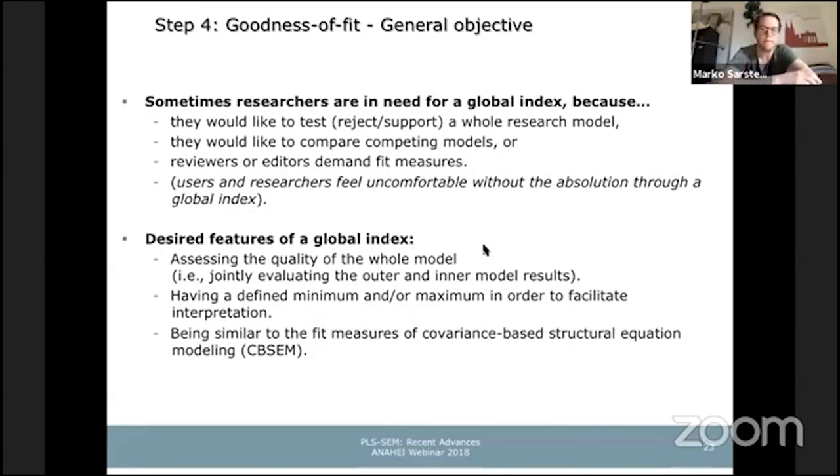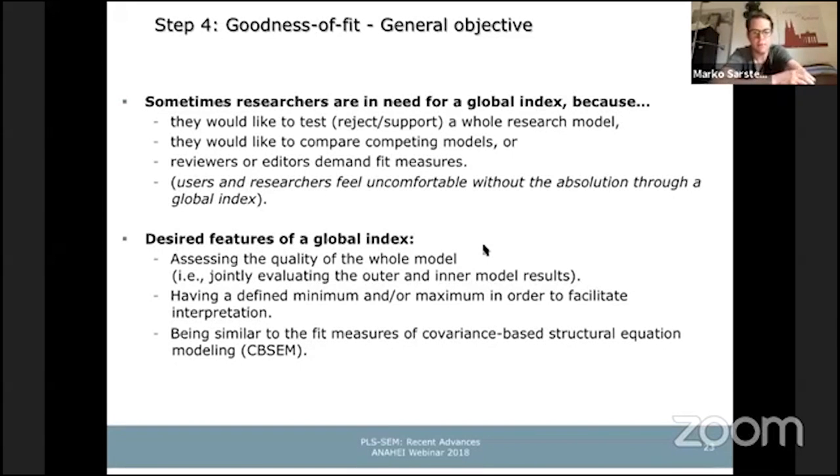So, if we still have time, I can show you the results for doing this in the SmartPLS software. But in light of the time, I just want to move on and talk a tiny bit about goodness of fit, because I know that this is a topic that several of you are probably struggling with.